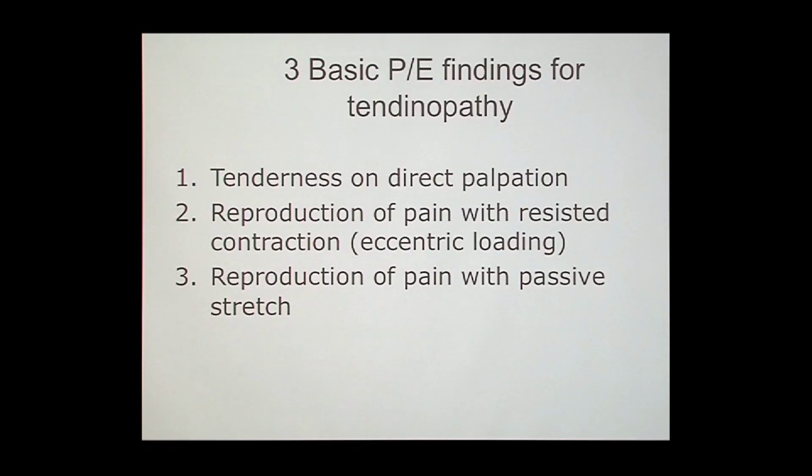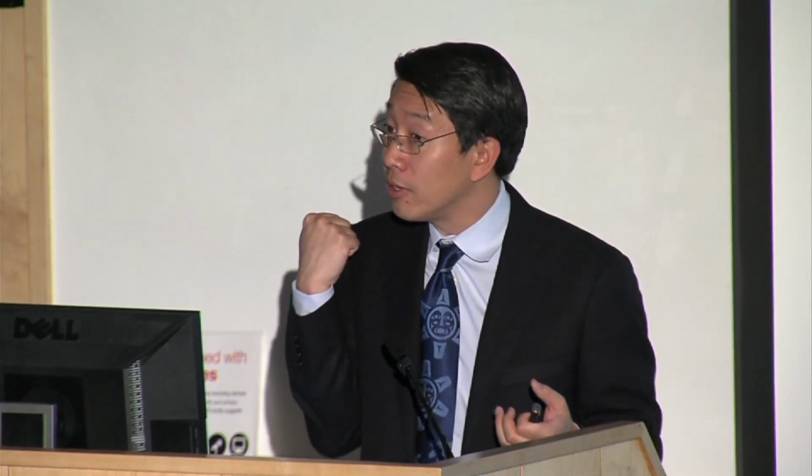You're going to have pain with an acute tendon problem or an overuse tendon problem. Then you have reproduction of pain with resisted contraction, or that eccentric loading. Think about what that muscle tendon does. Think about how it shortens when it does the concentric activity, and then do the eccentric load. And it should be painful on the eccentric load.